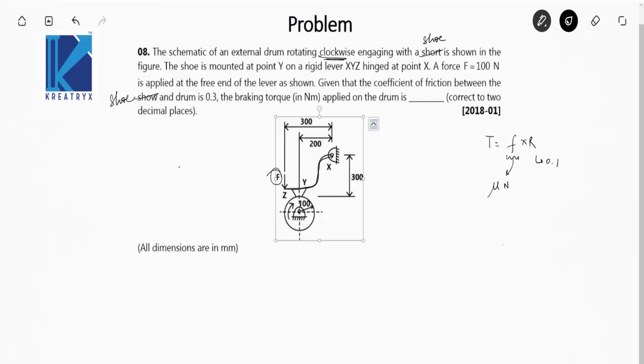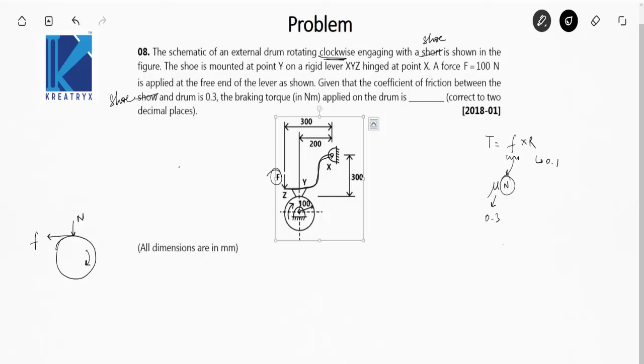So you have to find the normal reaction because mu is 0.3 and that is given to you. If you find the normal reaction, you will get your answer. Draw the FBD of the brake drum. This is rotating in clockwise direction, so when the brake is applied, this shoe will exert a normal reaction in the downward direction and a friction force in the backward direction.